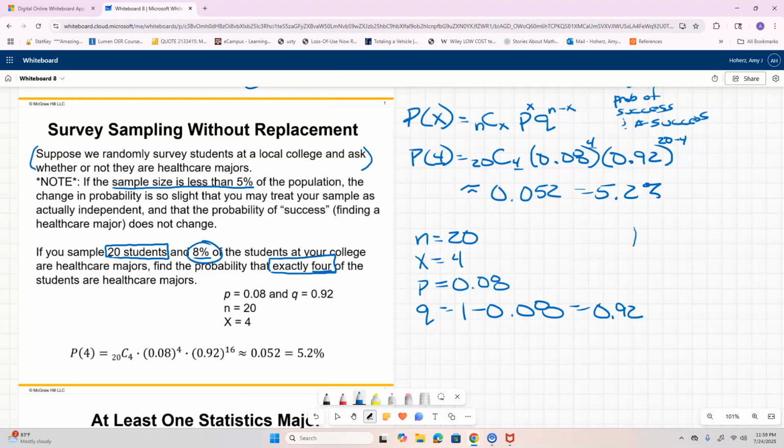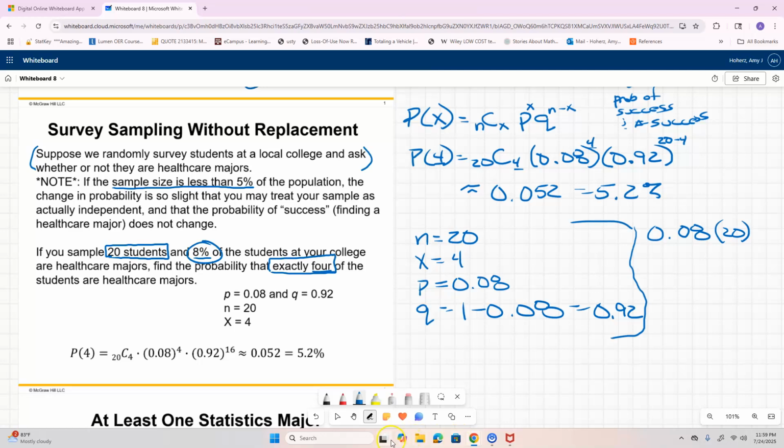Just a little aside from what we were doing before, how many would you expect to be healthcare majors? Well, you would expect 8% of the 20. Well, what's 8% of 20? So the expectation, or the expected number of students, would be 0.08 times 20. We're going to do that again here in a minute.